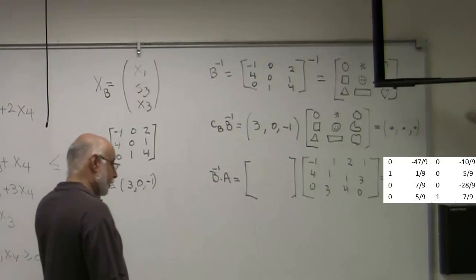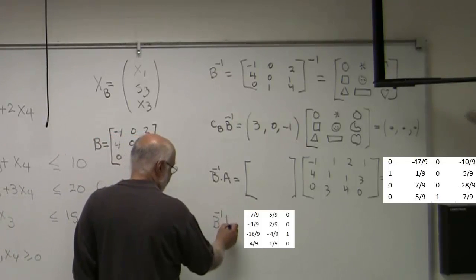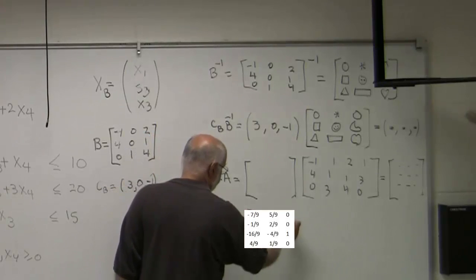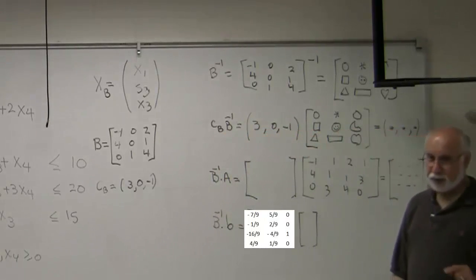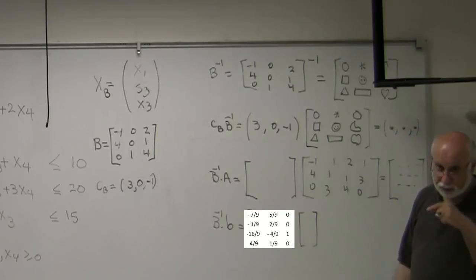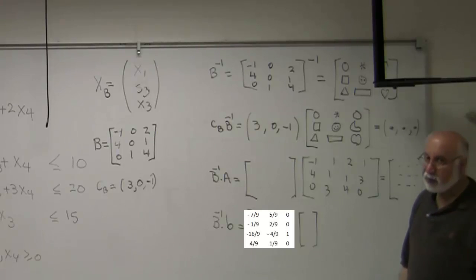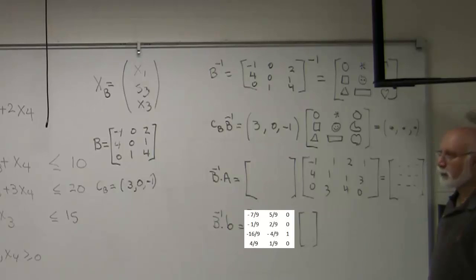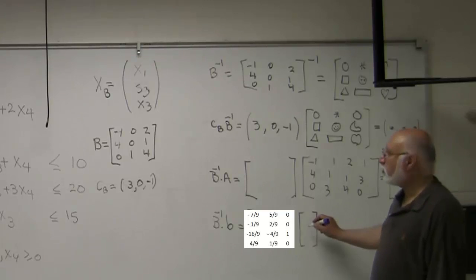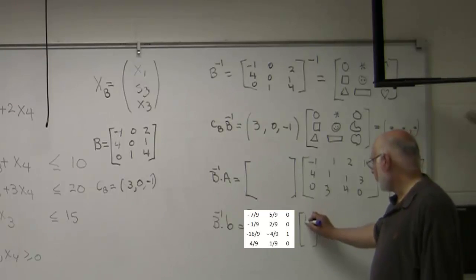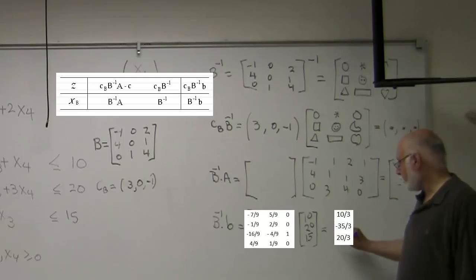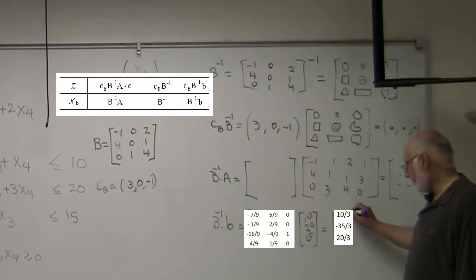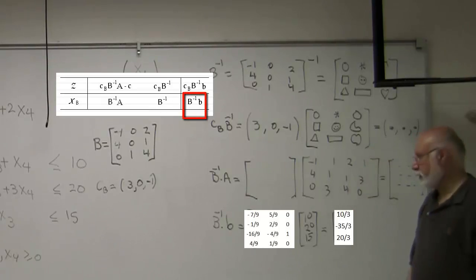What else do you need to do the calculation? B inverse b, which will be this thing times b, the original b. All these things are original, coming from the original problem. They don't come from the previous iteration. B inverse b, and the b is 10, 20, 15. What would the result of this be? It's a column vector. It's where it goes inside the tableau.